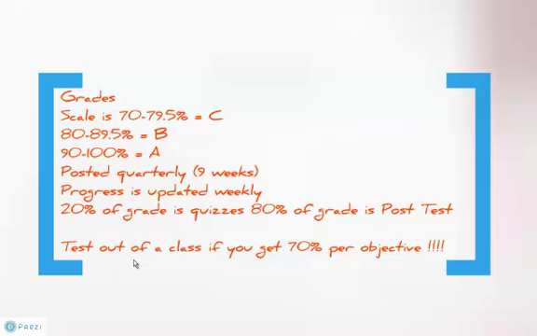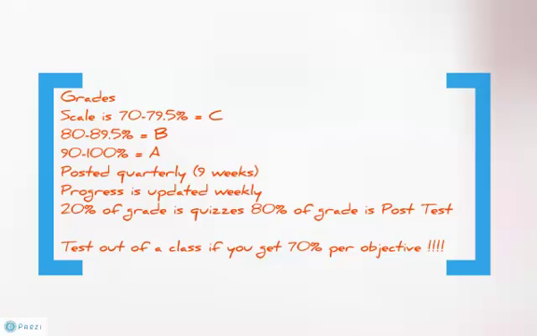Grades will be posted quarterly, every 9 weeks, so hopefully you will be finishing your classes every quarter, and in the following quarter you'll be getting new classes. We will update progress weekly, so you and your parents can look at the progress that you are making in each class. 20% of your grade will be based on the quizzes and the lessons you work through.